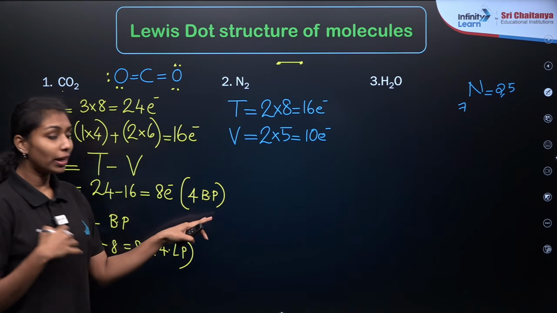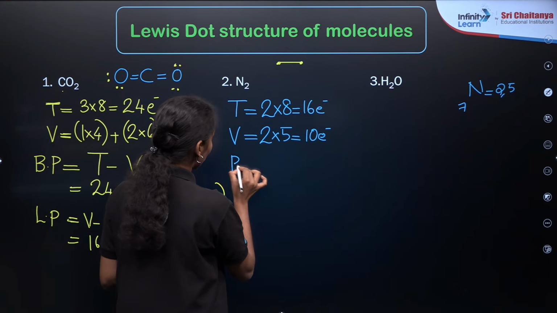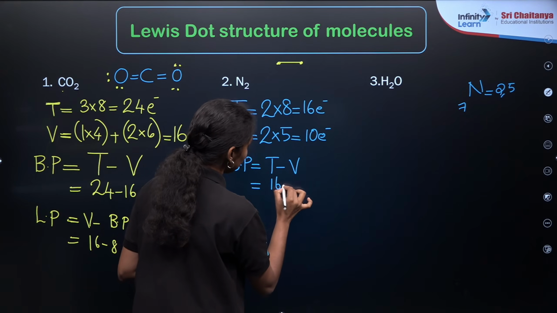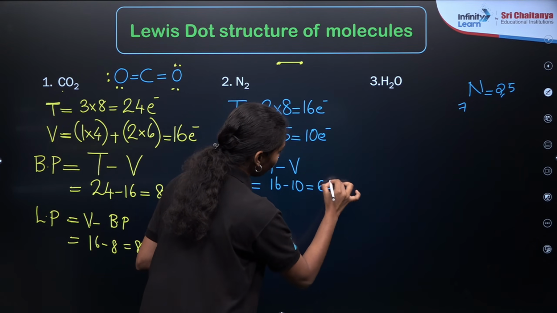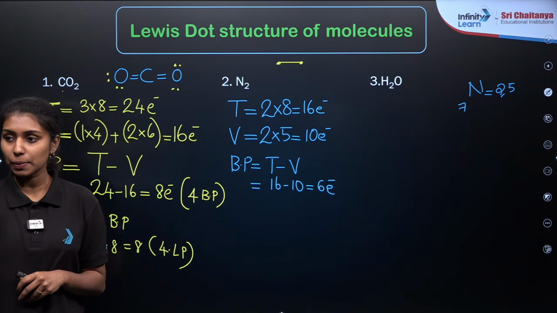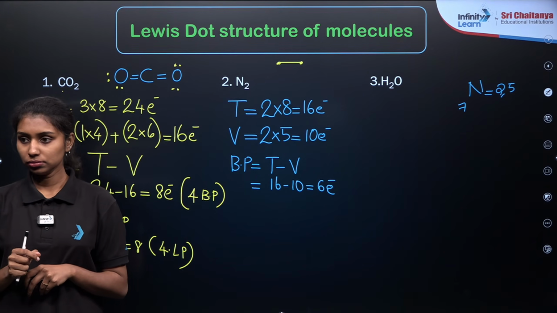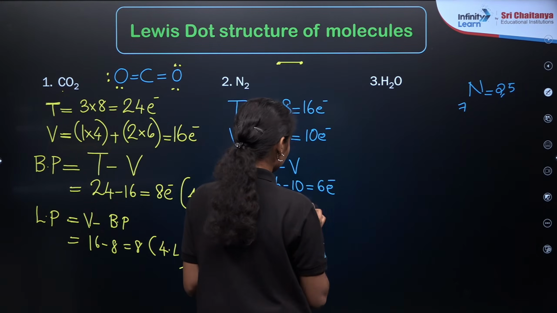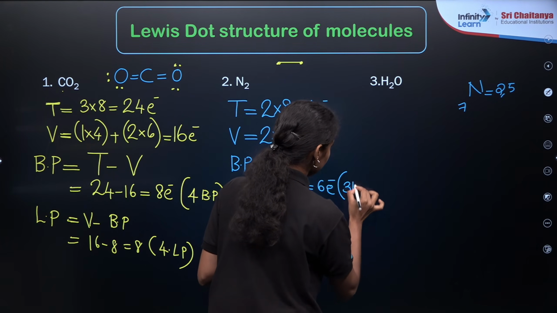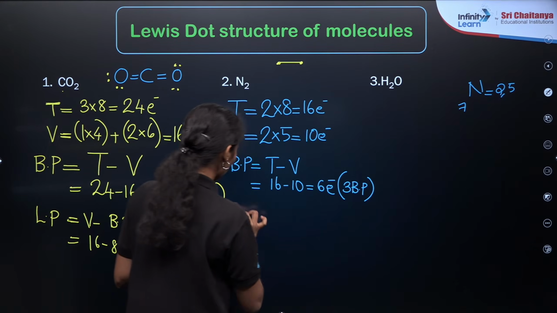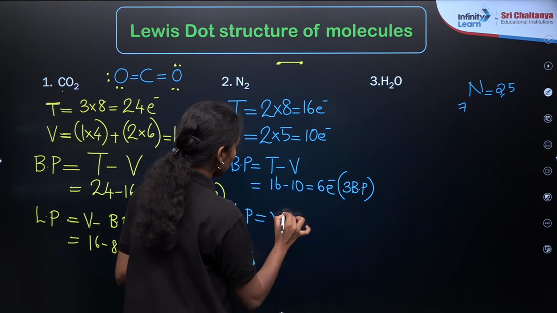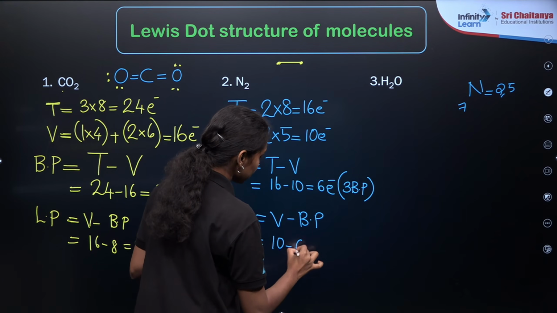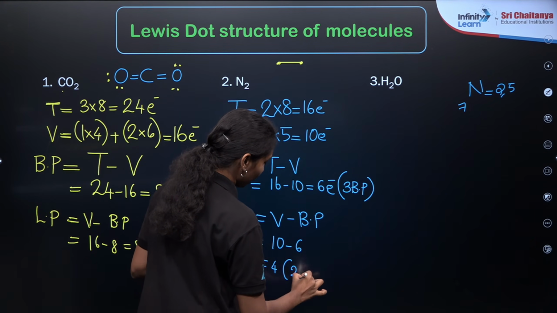Now our next step is to find out the total number of bond pairs. So bond pair is equal to the total number of electrons minus valence electrons given here. That is 16 minus 10, that is equal to 6 electrons, right? 6 electrons means 6 by 2, right? One bond represents 2 electrons. So 6 electrons means 3 bond pairs, right? 3 bond pairs. Now the lone pair is equal to V minus bond pair. So V is again here 10 minus 6, that is equal to 4 electrons or 2 lone pairs.